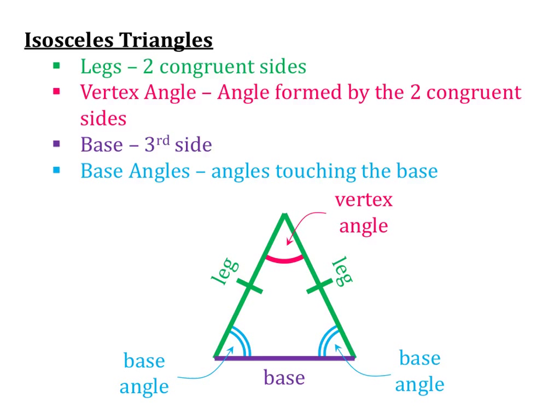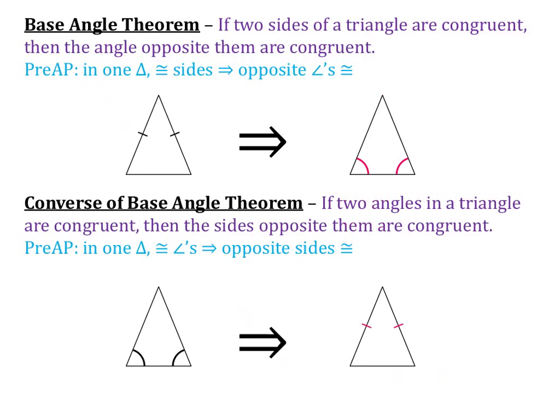So those two congruent sides are called the legs, and the vertex angle is the angle formed by those two congruent sides. The third side, the non-congruent side, is called the base, and the two angles touching the base are the base angles, and we know those two angles are congruent, hence why I've marked them with the double congruency angle marks.